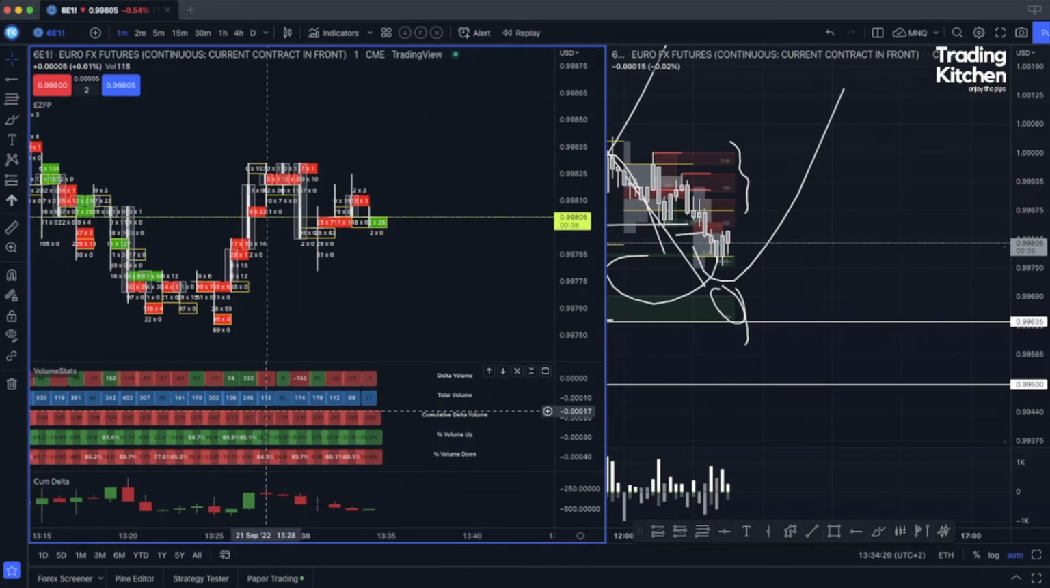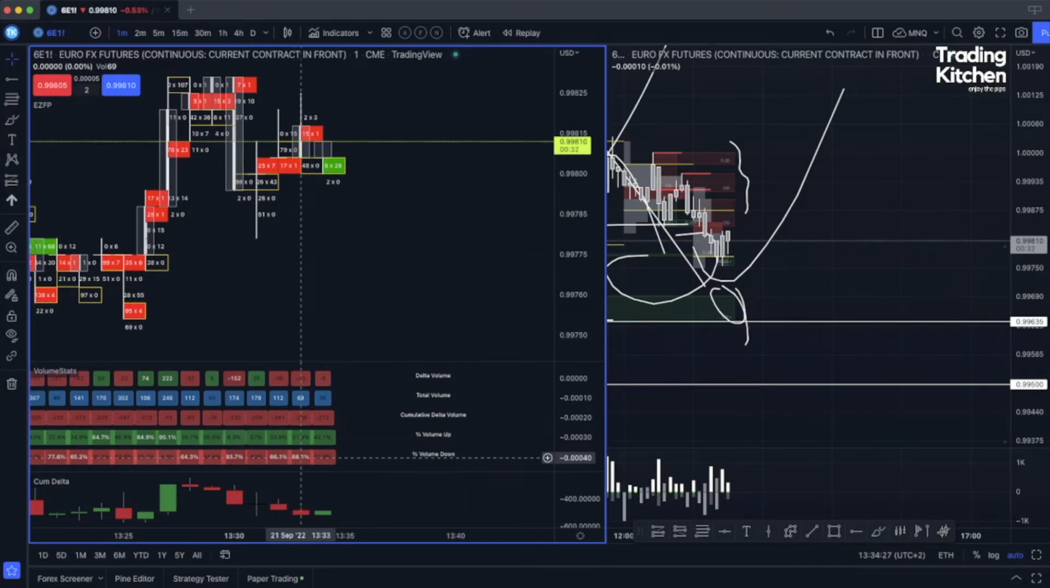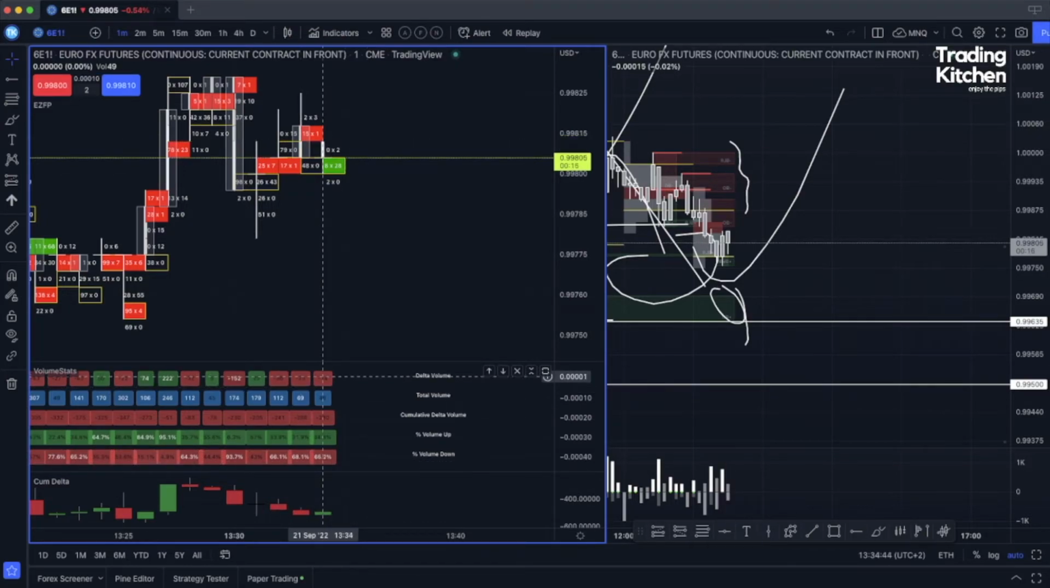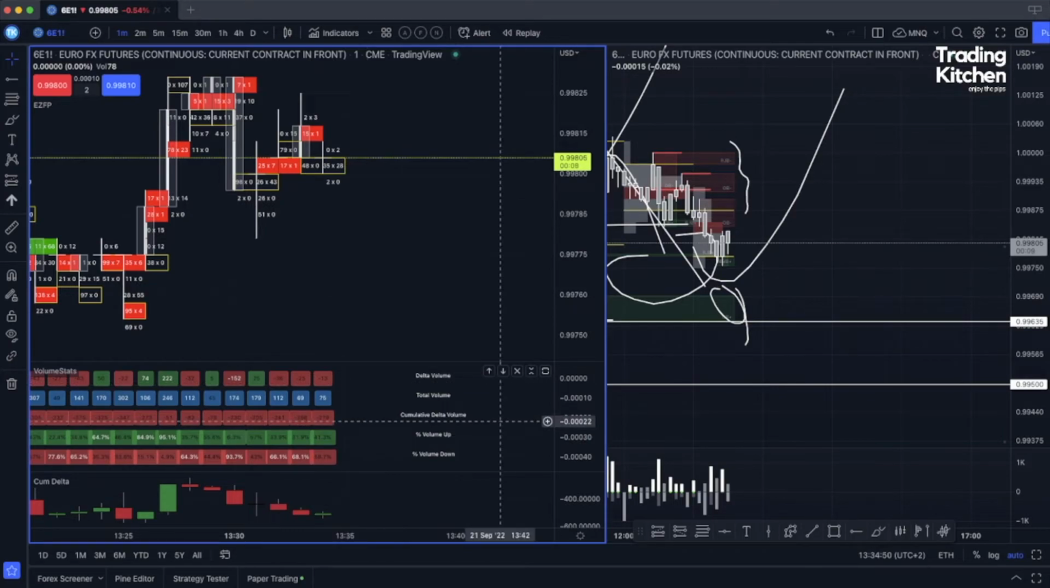So in terms of volume, how volume is developing candle after candle, and then volume up and volume down on a percentage. So these are all good data that you need, in particular delta volume and the cumulative delta volume. Well, they are all important, but I use delta volumes.